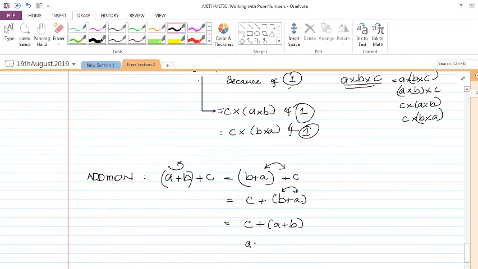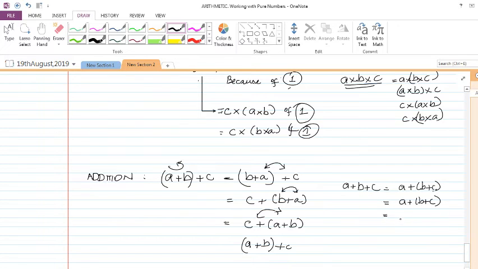What we get is that A plus B plus C is equal to A plus B first, plus C, because these two are commutative, we can interchange them. So it doesn't matter the order in which it's written, we get the same result. So we get A plus B plus C is equal to A plus B plus C, that's equal to A plus B plus C in that order.